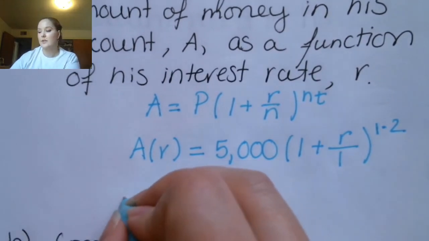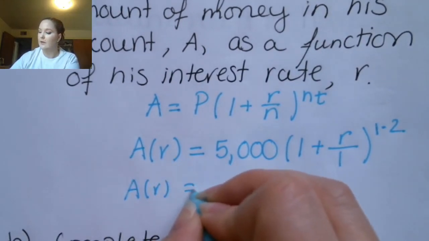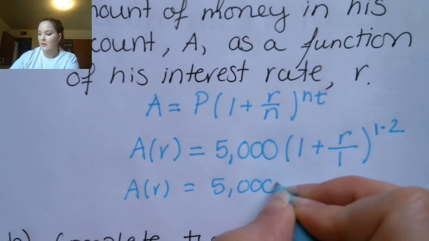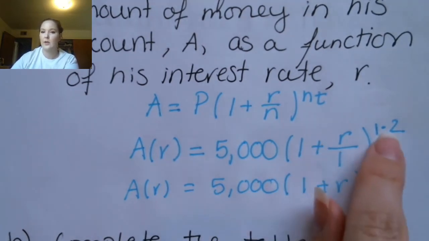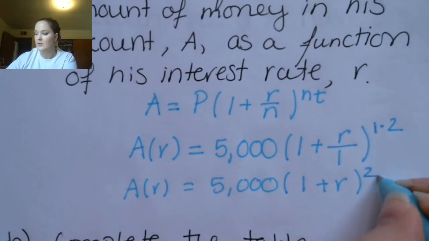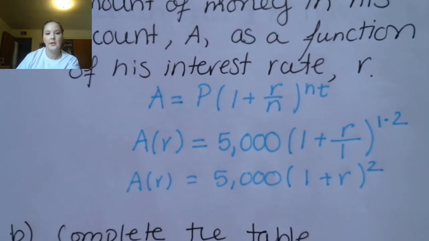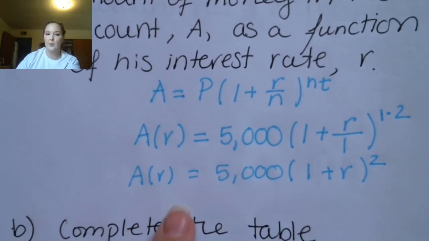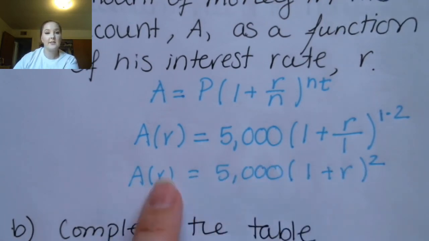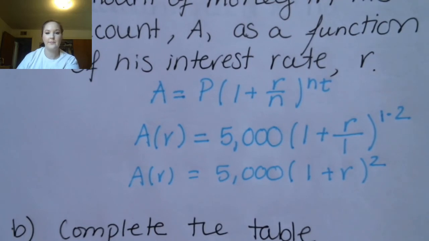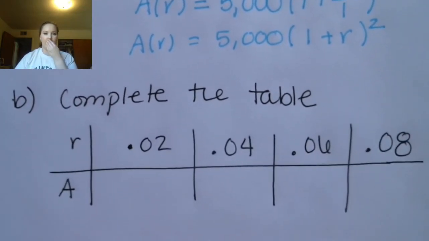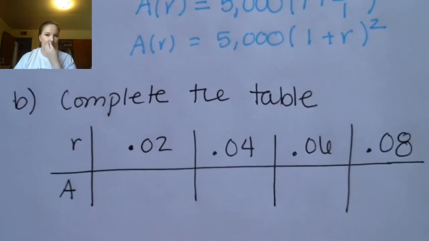Okay, so I'm just going to simplify this just a tiny bit. So I have 5,000 times (1 plus R), I don't need R over 1, and then here this is going to be squared. This is why we're looking at this example right now. You can see that this is a quadratic type equation where you have a square. All right, so we're going to complete this table.